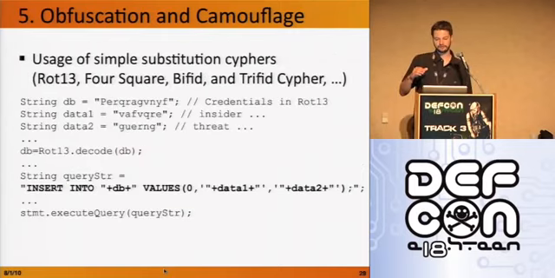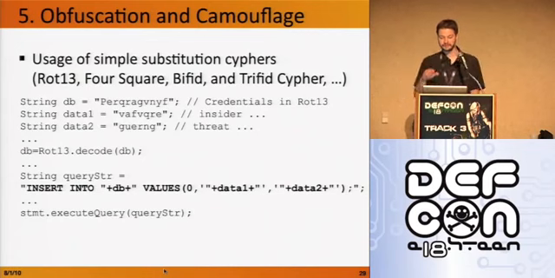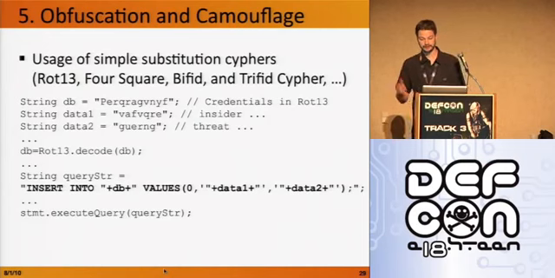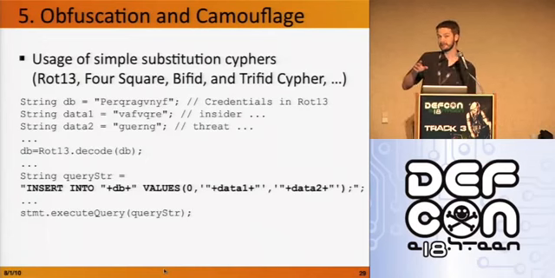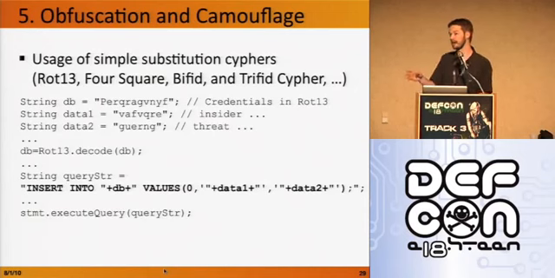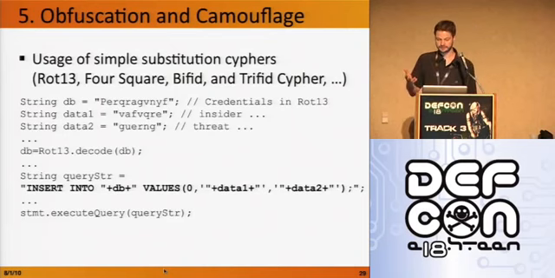Another way to hide from a manual inspector is using very simple substitution ciphers, like, for instance, ROT13, Foursquare, bifid, and so on. Here, they wanted to insert something in a particular database, but they wanted to hide what kind of database they were inserting to, and also what kind of values they were inserting. So up front they declared a couple of variables: the database, the data, and data2. They didn't give any specific names, and they encoded it with ROT13.